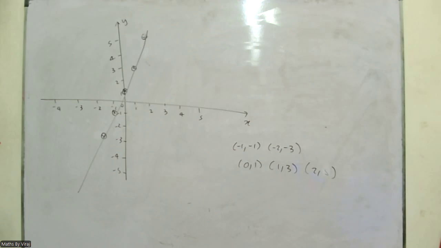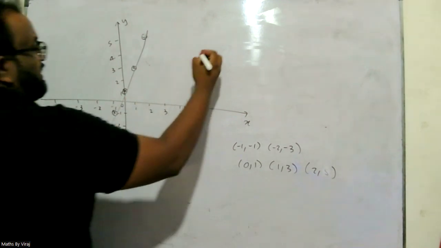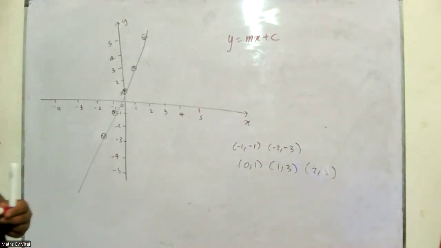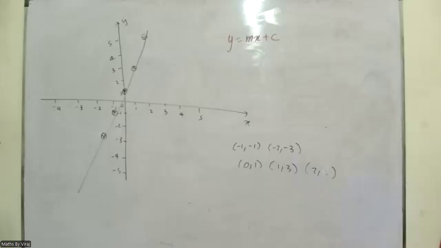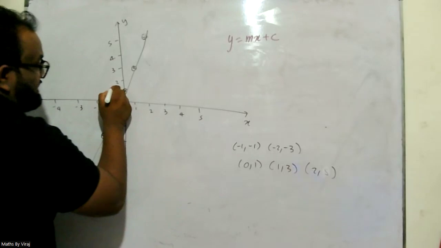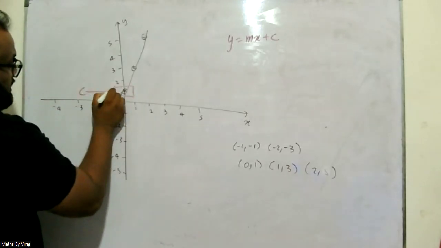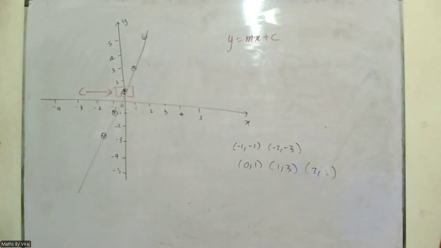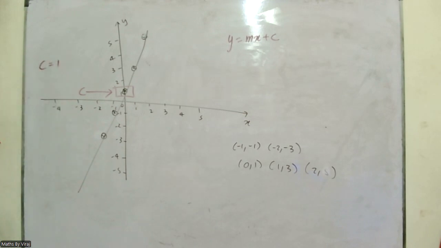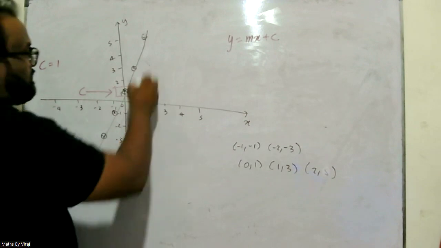Now, we know that we should find the gradient because y is equal to mx plus c is the general equation of a straight line, correct? Now we can actually see the c. c is the point where the graph cuts the y-axis. That is already known, so we can write c is equal to 1.